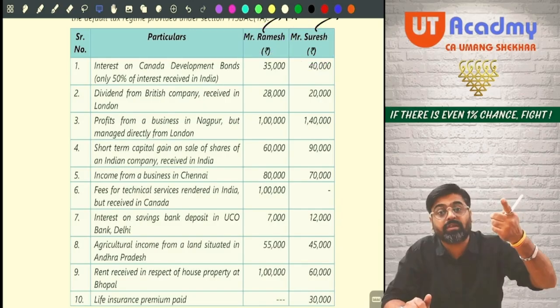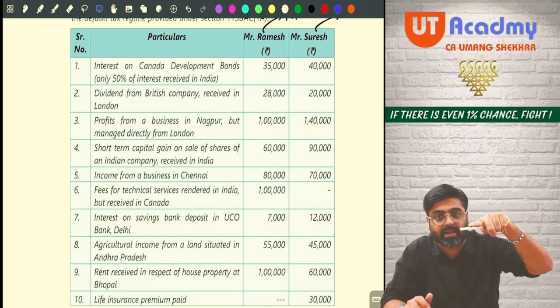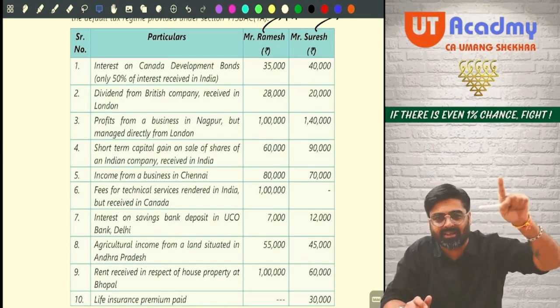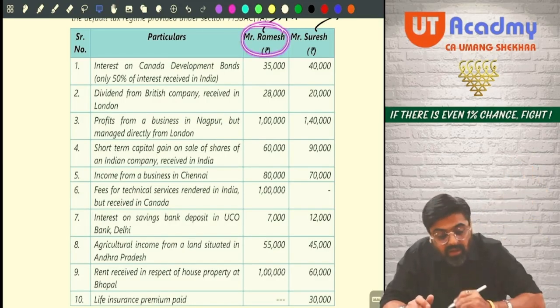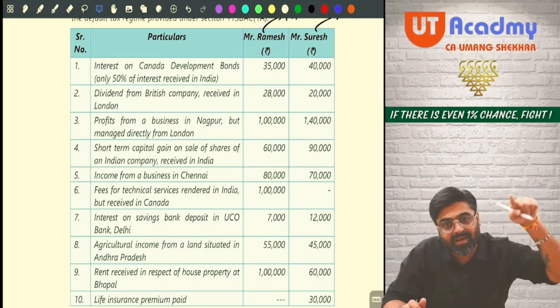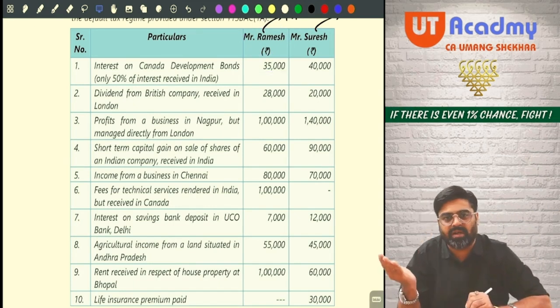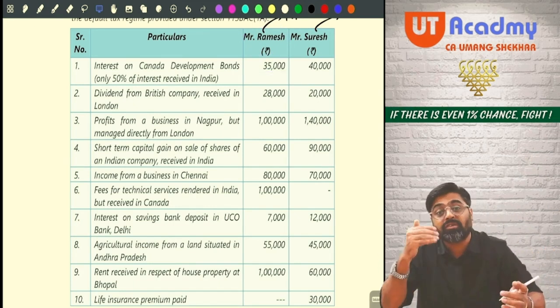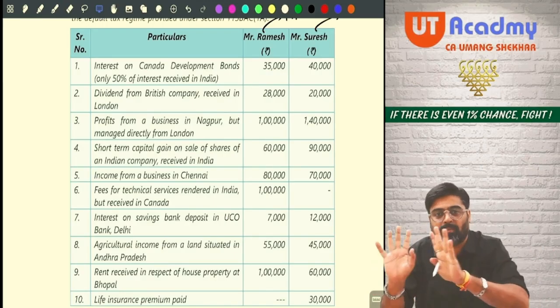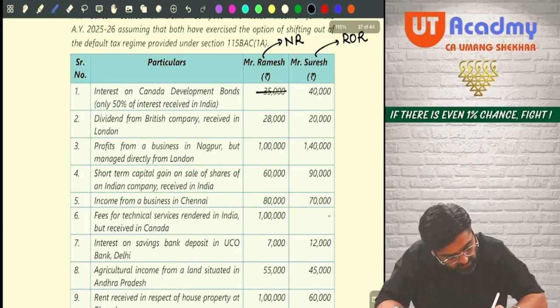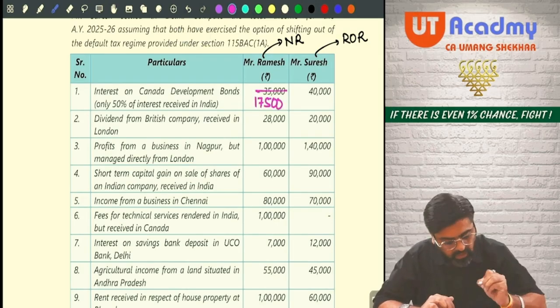The part which is received outside India, that means out of the entire interest, half interest which is received outside India, that is accrued outside India, received outside India, that is a foreign income, will not be taxable for non-resident, but that will be taxable for resident. So if I say that out of the total 35,000, half is received in India, half is received outside India, the half which is received in India will only be taxable for Ramesh because his status is non-resident. Yes or no? So what we will be doing here, out of this 35,000, we will be charging only 17,500 taxable in the hands of Ramesh.